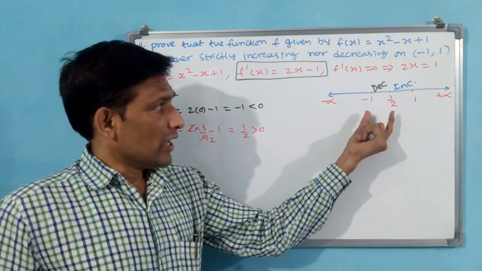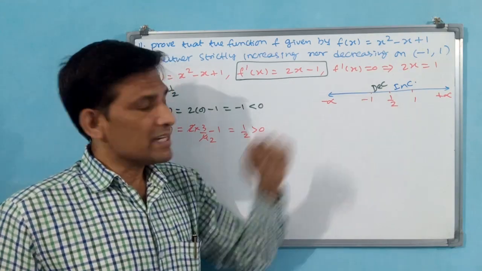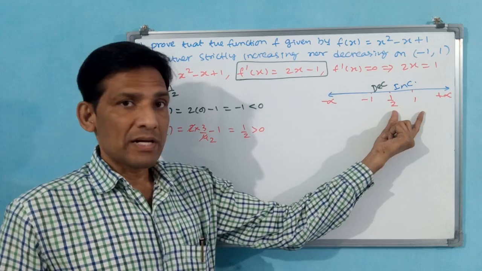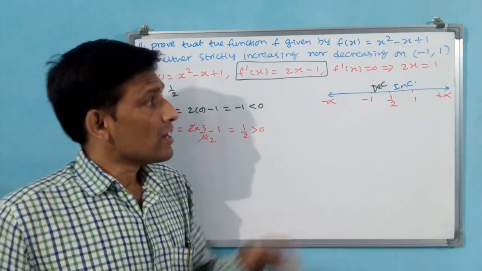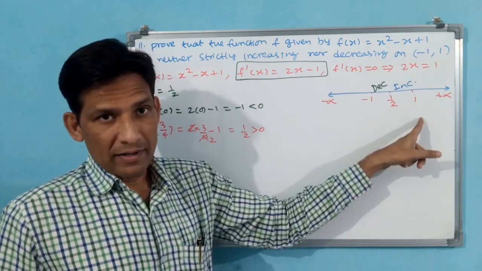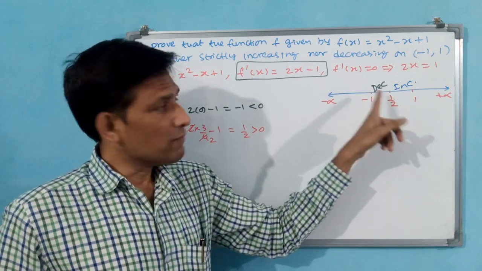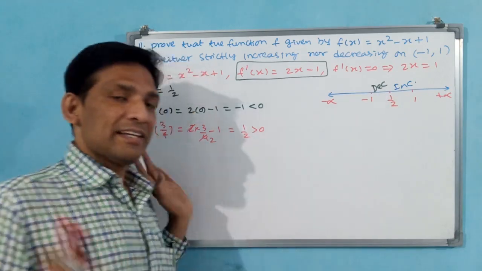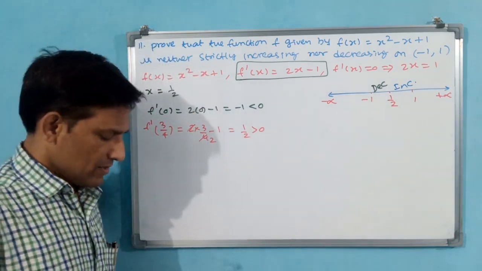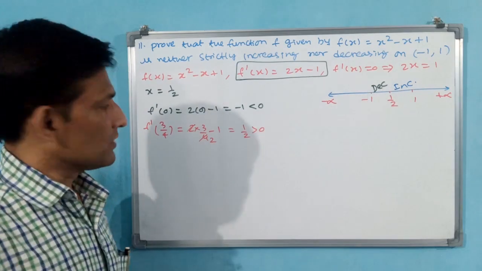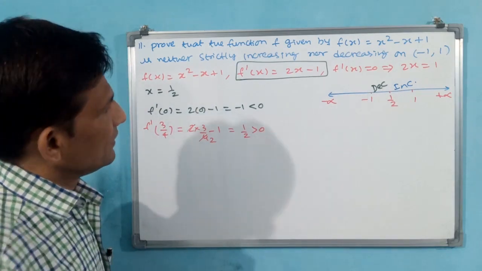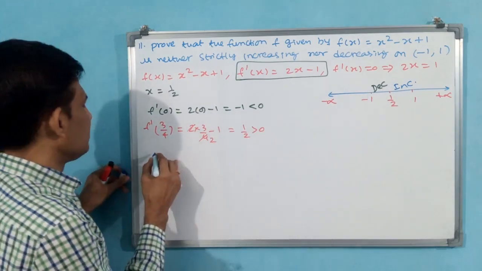Now you tell me, we are in a dilemma. Why? Because if they ask minus 1 to 1 by 2, we can say decreasing function. If they ask 1 by 2 to 1, we can say increasing function. But they are asking minus 1 to 1. Minus 1 to 1 means if both come, we can write neither increasing nor decreasing. Okay, right now, but you first write those words.